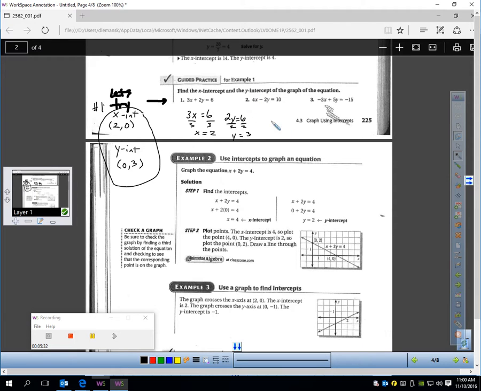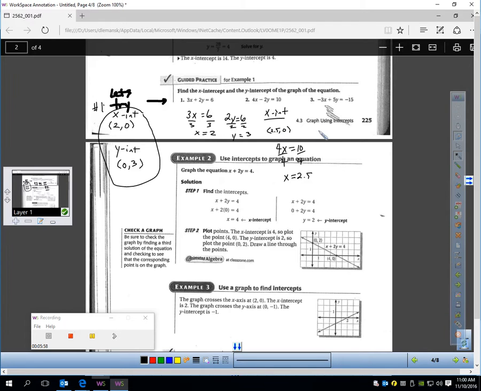Let's find the x and y-intercept here. Let me get the x-intercept first. So I'm going to plug in a 0 for y to find the x-intercept. So if I put a 0 in here, I'll have 4x equals 10, because 2 times 0 is nothing. I'll divide by 4, and I'm going to get 2.5. So my x-intercept must be 2.5.